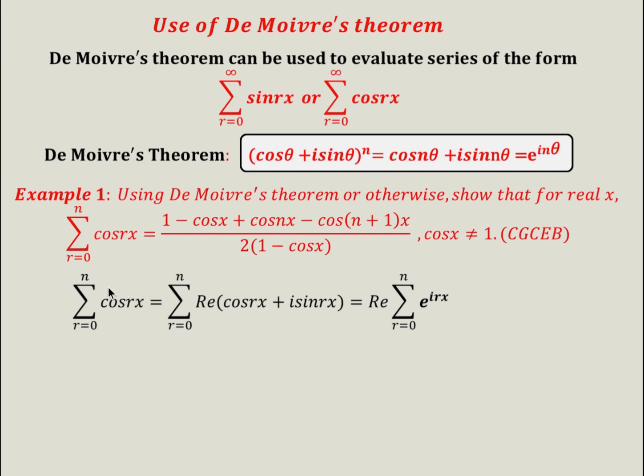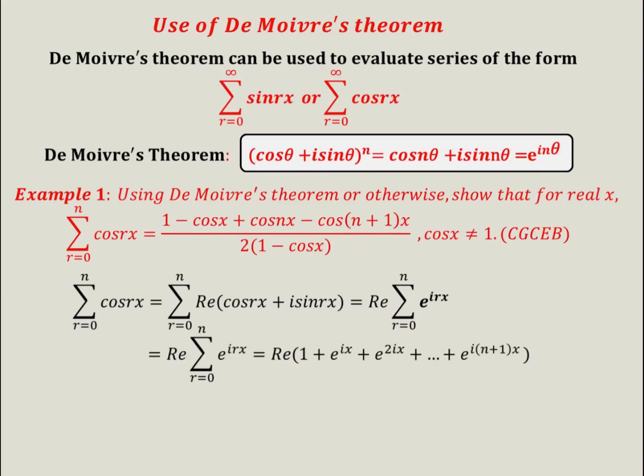To start, we recognize that cos rx is the real part of the complex number cos rx plus i sin rx. From there, we can apply De Moivre's theorem by putting (cos x plus i sin x) raised to the power r, which we can then bring into the exponential form as already outlined in the theorem above. The exponential form is very appropriate and convenient to use, especially when dealing with the calculation of the sum.